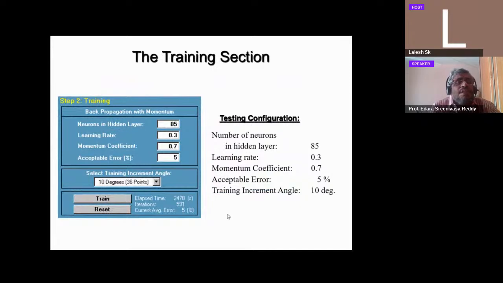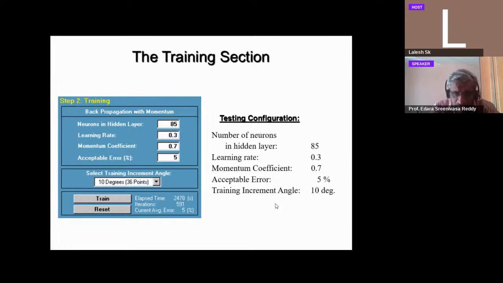Now we are running the neural network. We are training the neural network with backpropagation with momentum. We have the number of neurons in the hidden layer as 85. The learning rate is set to 0.3, and the momentum coefficient is set to 0.7. And the acceptable error is only 5%. And also we can train by incrementing the angle, by rotating the book.